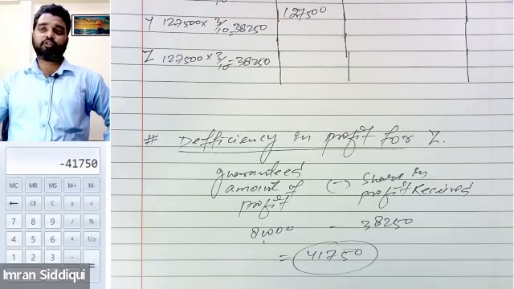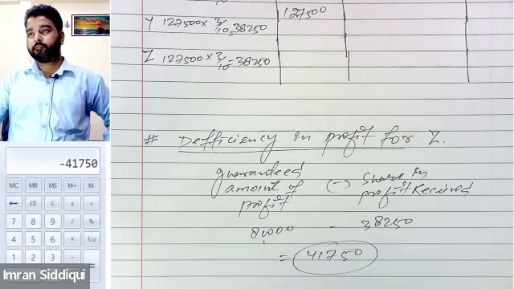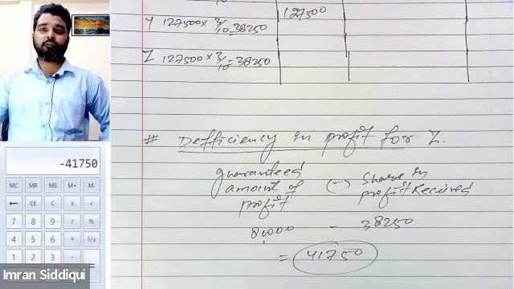Is this calculation clear and correct, all of you? Sir, they have to compensate, right? Yeah, we need to compensate 41,750. But what I'm asking is, is the calculation right? Did I make any mistake here?